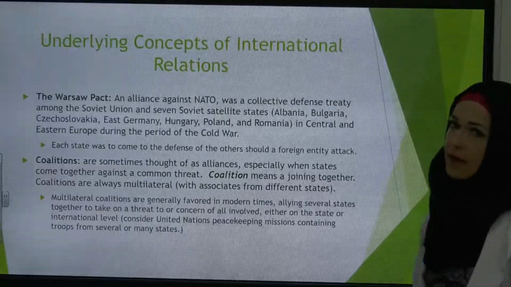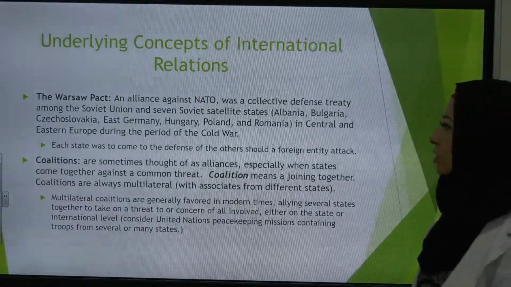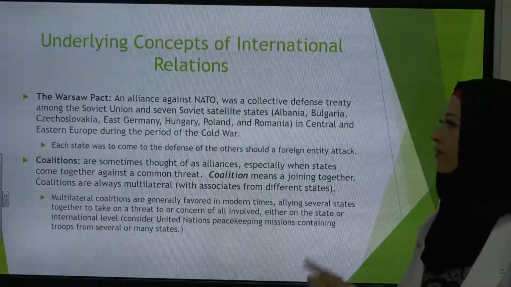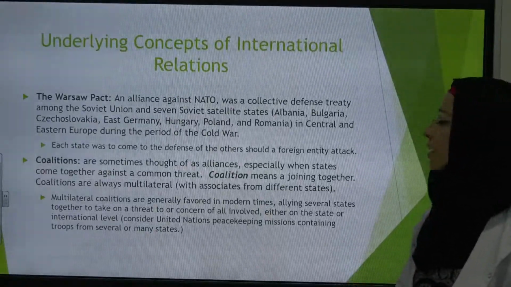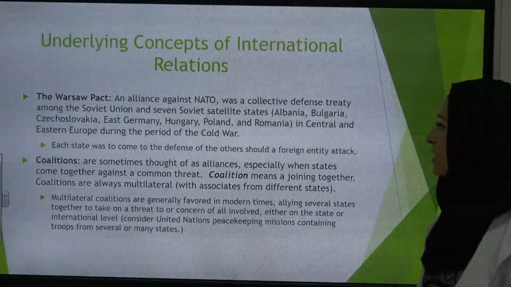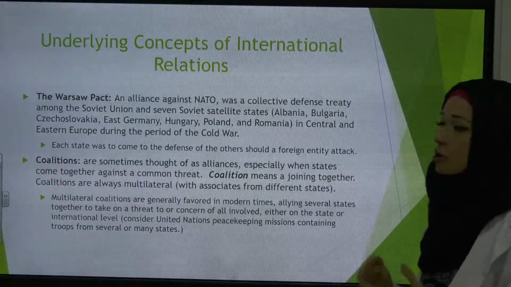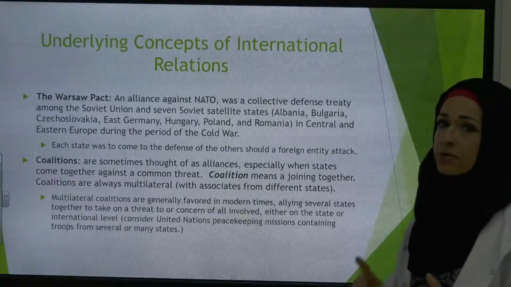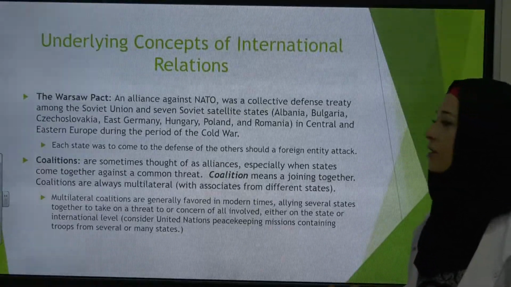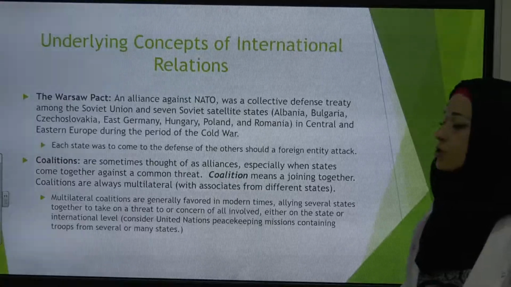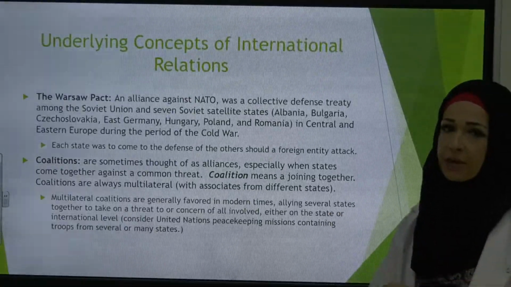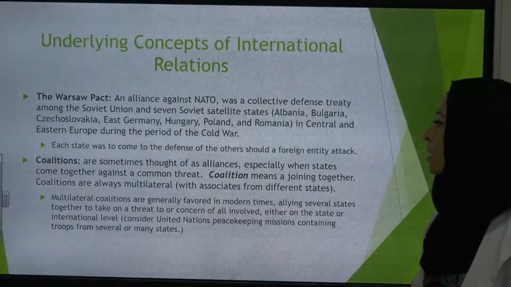Now, the Warsaw Pact is important in international relations. Why? Because that was an alliance against NATO. This was during the Cold War, and it was a collective defense treaty among the Soviet Union and 7 Soviet satellite states, which included Albania, Bulgaria, Czechoslovakia, East Germany, Hungary, Poland, and Romania in Central and Eastern Europe during the Cold War. So this was a response to the establishment of NATO.